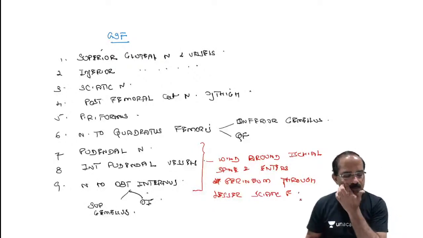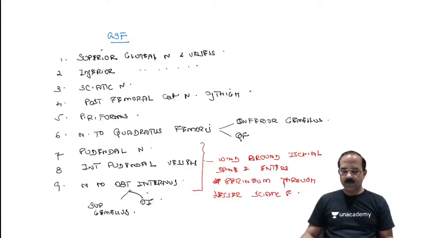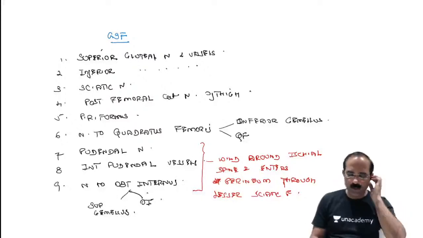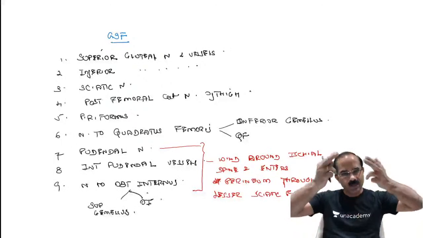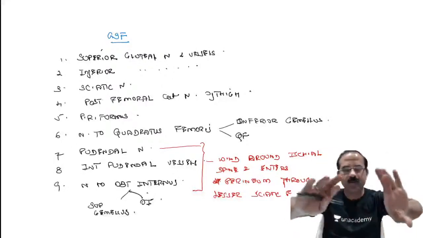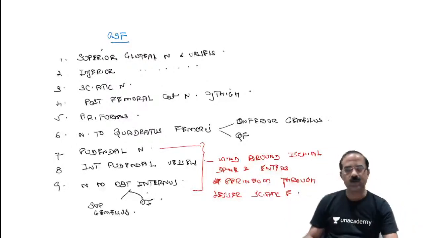Lesser sciatic foramen. This is perfect. So these three structures, the pudendal nerve, internal pudendal vessels and the nerve to obturator internus, wind around the ischial spine and enter the perineum through the lesser sciatic foramen.